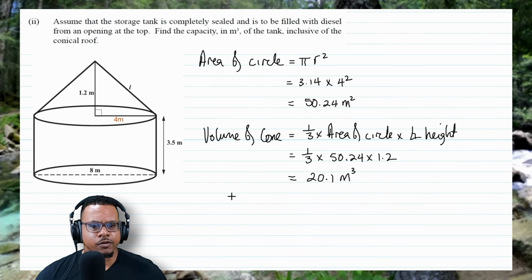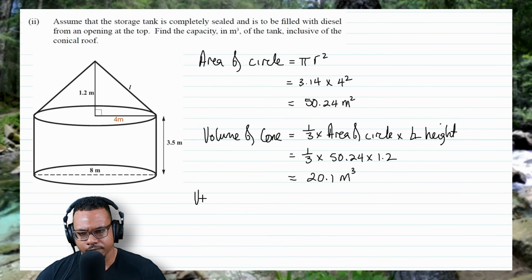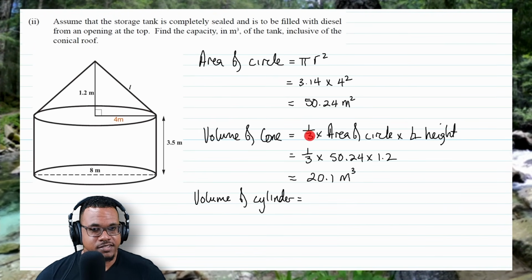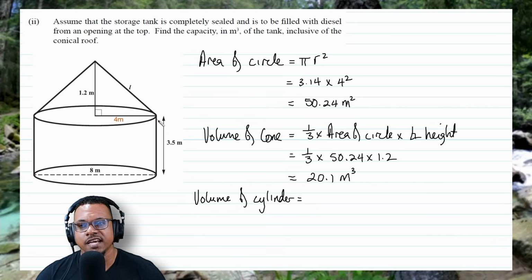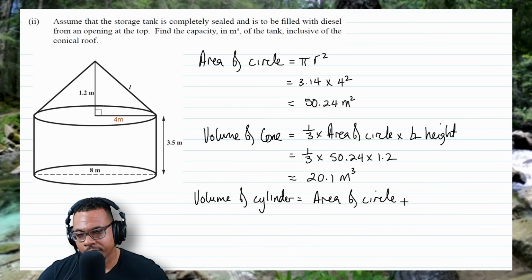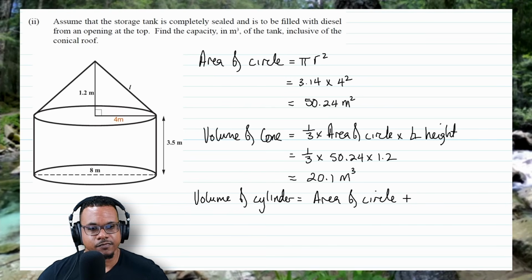And now for the volume of the cylinder, as we know the cone is a pyramid, that's why we had 1/3 the area of the base times the perpendicular height. Now the cylinder is a prism, so we're going to have the area of the cross section, which is the circle, times the perpendicular height, which is 3.5. So I'm going to put the area of the circle. And remember, the volume is the area of the cross section times the perpendicular height.